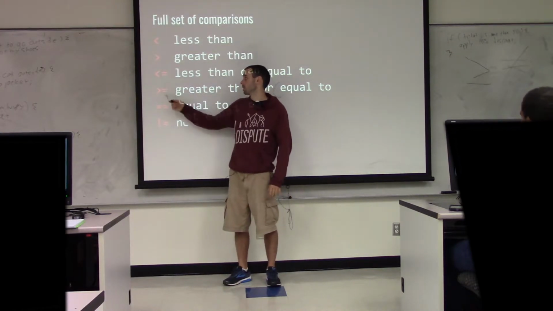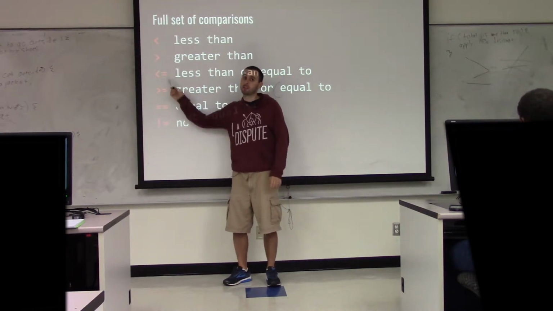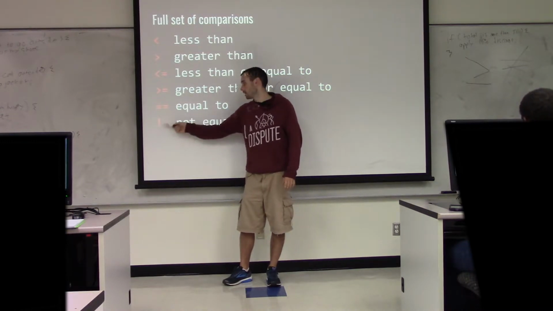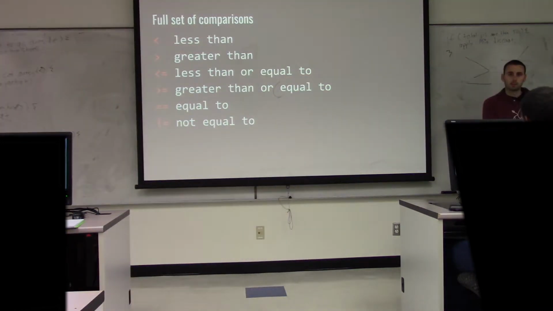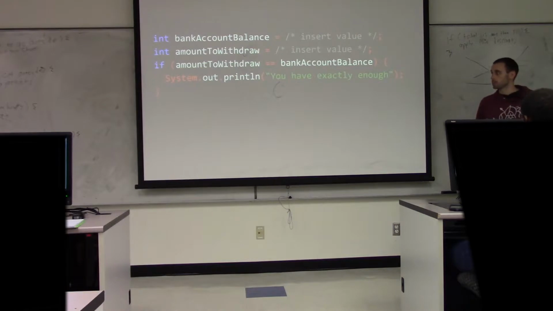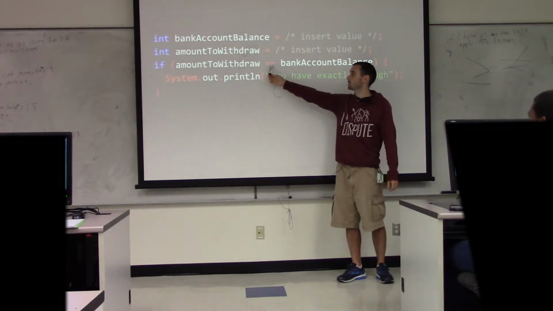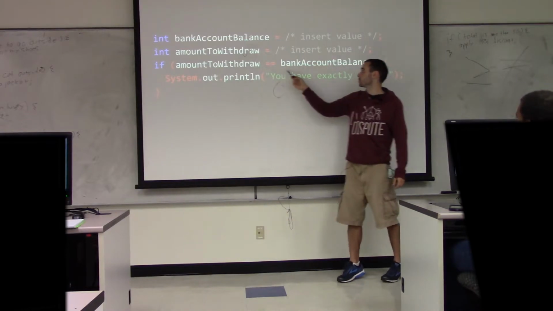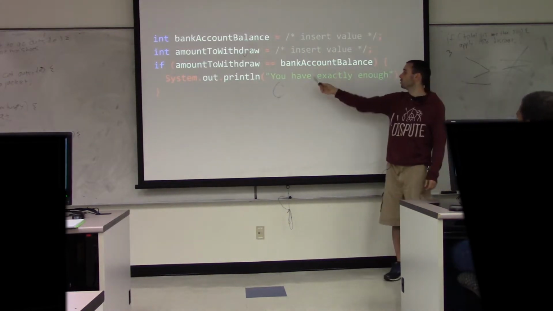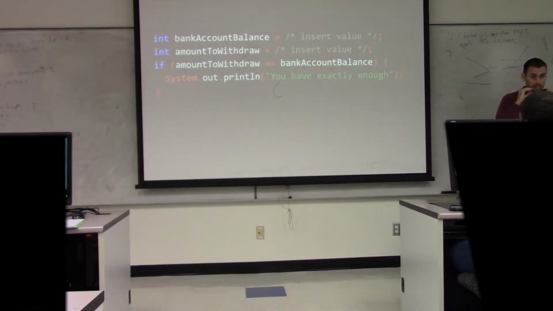If you write equals less than or equals greater than, instead of less than equal, greater than equal, and not equal, you are typing something different. These are comparison operators. Here's an example with the equals. I have my balance, I have my amount to withdraw, and if amount to withdraw equals bank account balance, I print out you have exactly enough, only if they are exactly the same.